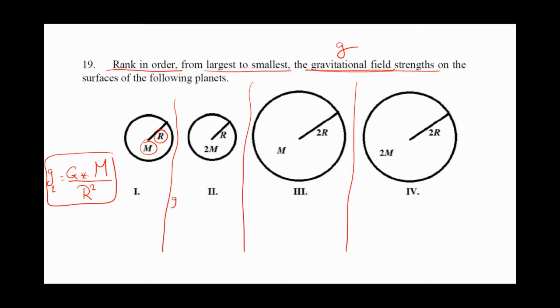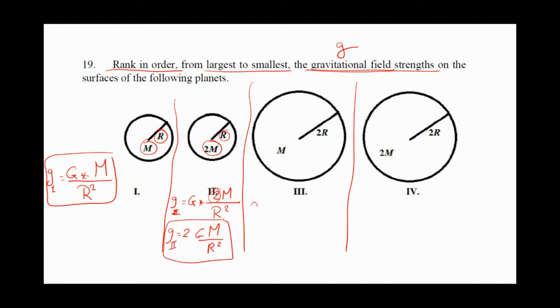The second one, G2, or 2 in Roman numerals, equals the constant times the mass, which here is 2 times m, so it's 2m, divided by the radius squared. The radius is r, so it's r squared. So I will take the 2 outside: 2 times G times m over r squared. So this is G2. This is the formula.